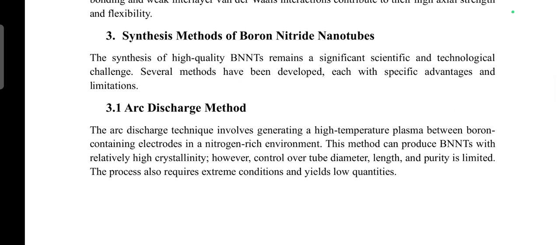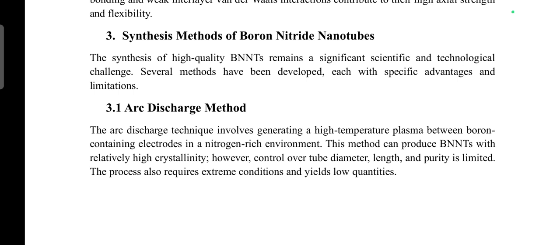The arc discharge technique involves generating a high temperature plasma between boron containing electrodes in a nitrogen rich environment. We can say that there will be two electrodes in a nitrogen rich environment, and there will be a high temperature. This method can produce boron nitride nanotubes with relatively high crystallinity. However, control over tube diameter, length, and purity is limited.